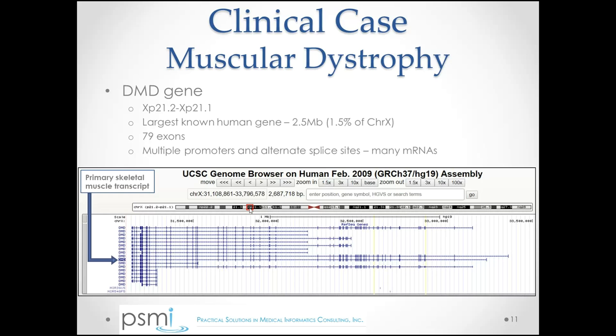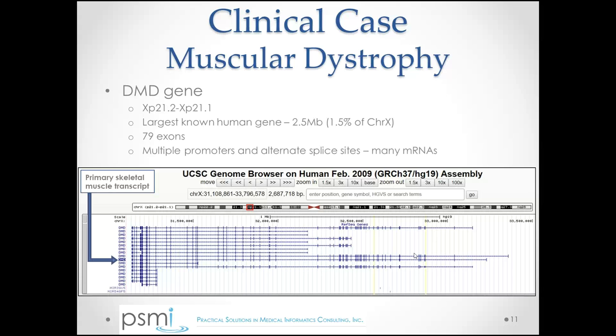And there are many different what are called isoforms. There are many different isoforms. Some of these, so there's multiple different promoters. You can see this particular messenger RNA starts here at this promoter, whereas this particular messenger RNA starts here at this promoter. There's multiple promoters, there's alternate splice sites, and so you wind up having multiple messenger RNAs, or another way of saying is that you have a lot of messenger RNA isoforms.